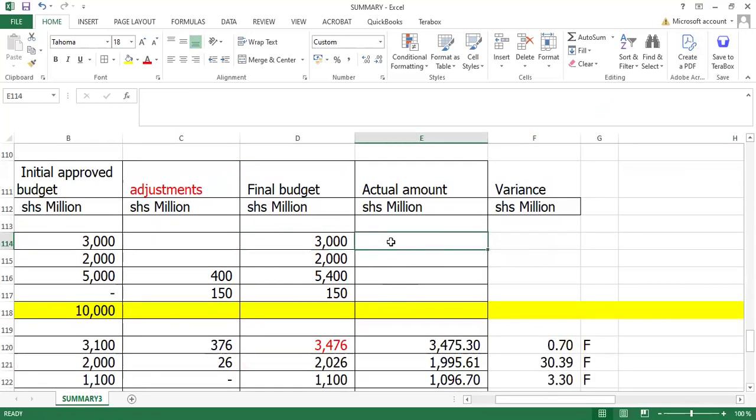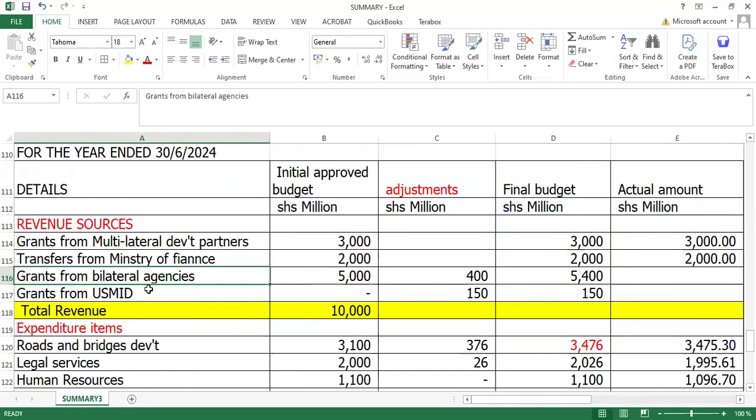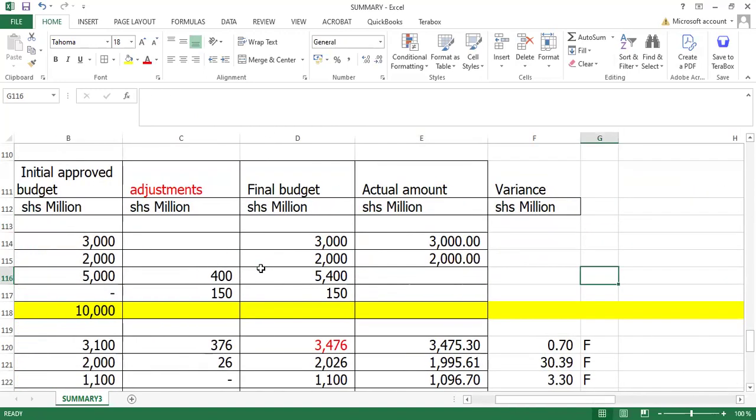Let's come here. This is 3,000. This is 2,000. Now I want you to pay attention here. When you go back to the question, the grants from bilateral agents, the actual in the question is 5,000, but don't write 5,000. This 400 was not part, so we can make this one 5. I really don't know whether you are taking my argument. Okay?